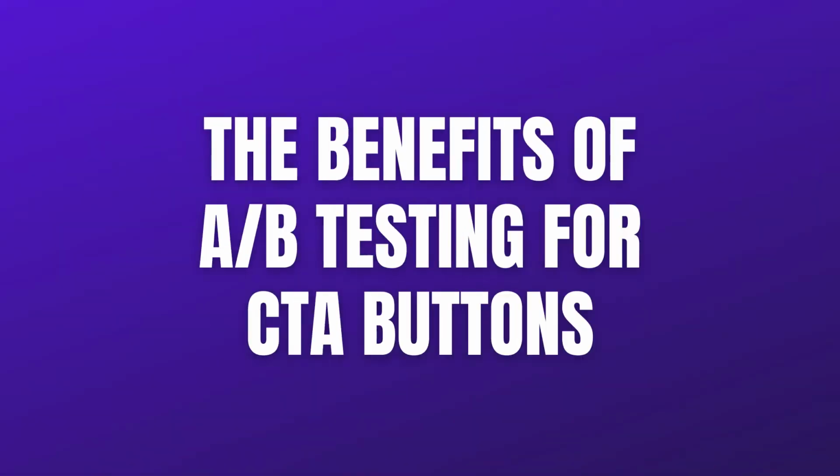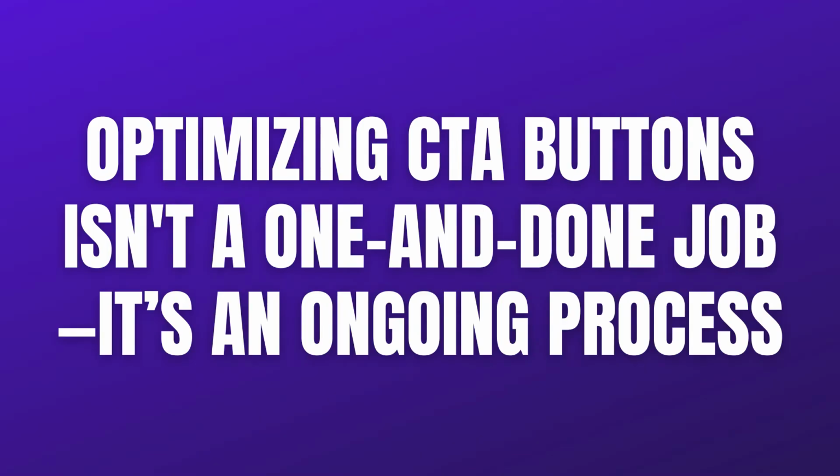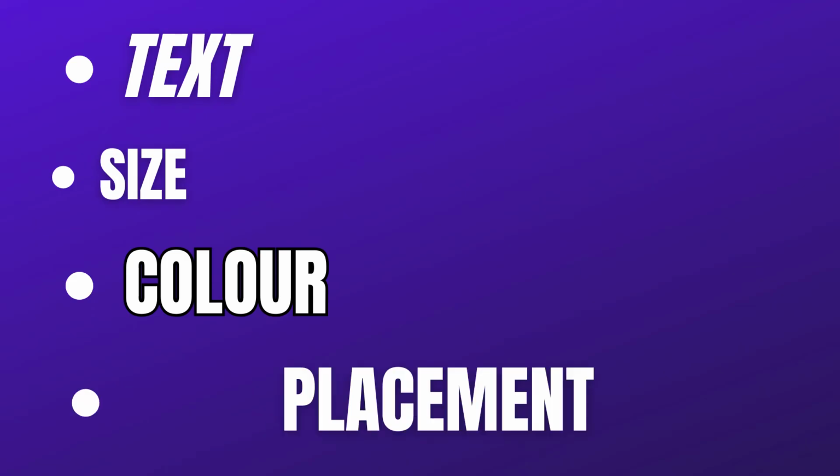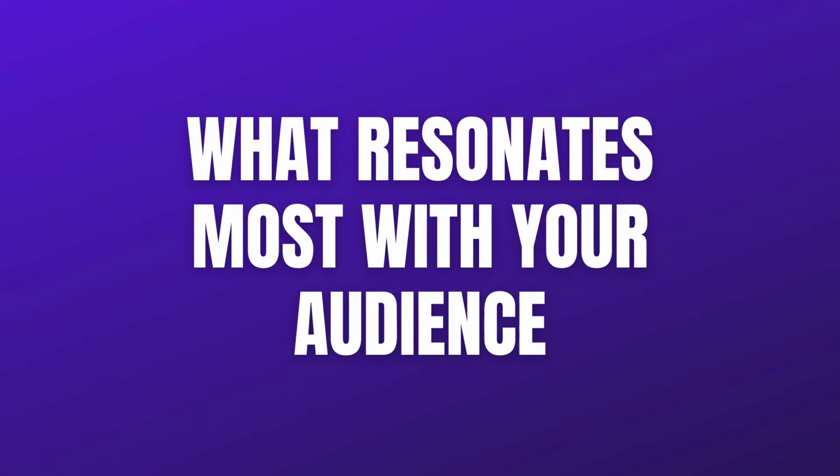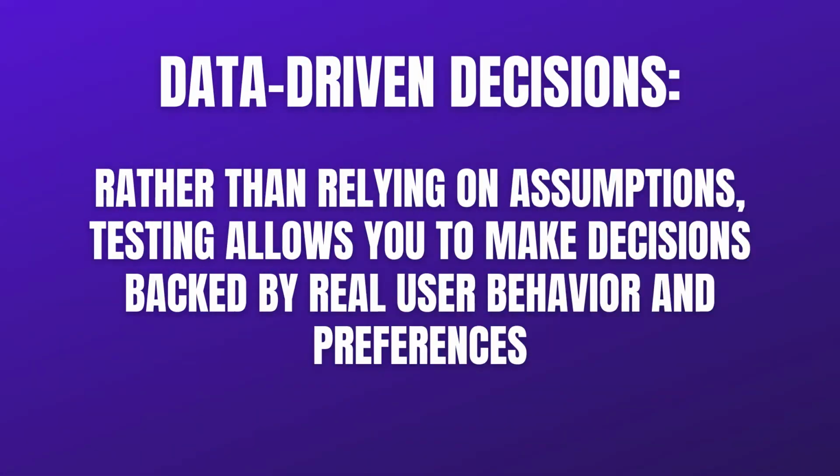Okay, so the benefits of A/B testing for CTA button. Optimizing your CTA buttons isn't just a one and done job. It's an ongoing process, and this is where A/B testing becomes invaluable. By experimenting with variations of text, size, color, and placement, you can gather data on what resonates most with your audience. And here's why A/B testing is so important. It gives you data-driven decisions. So rather than relying on assumptions, testing allows you to make decisions backed by real user behavior and preferences.